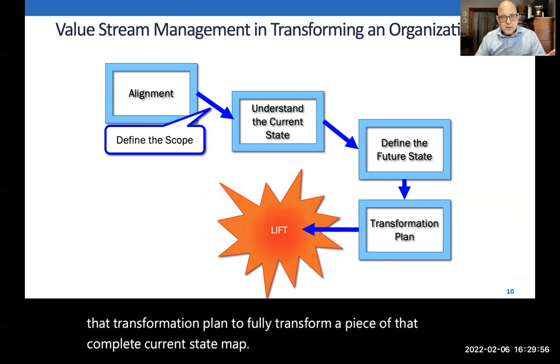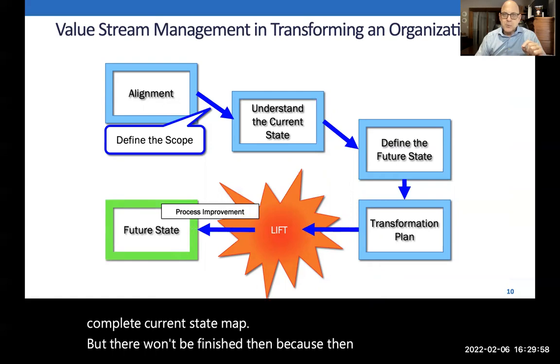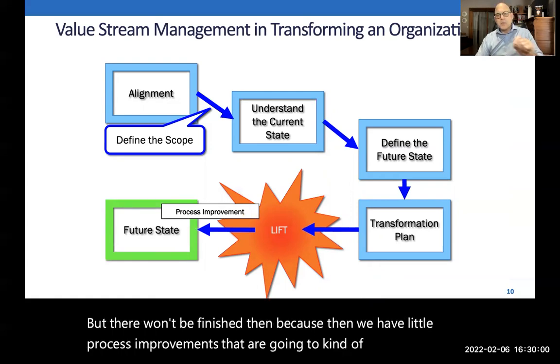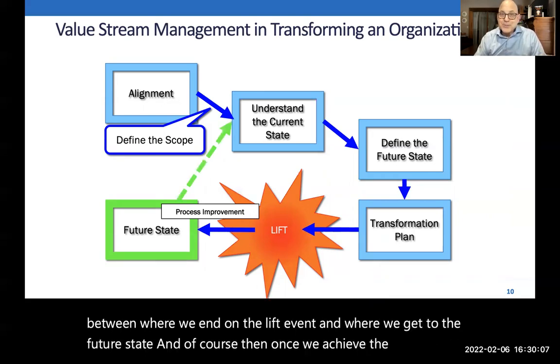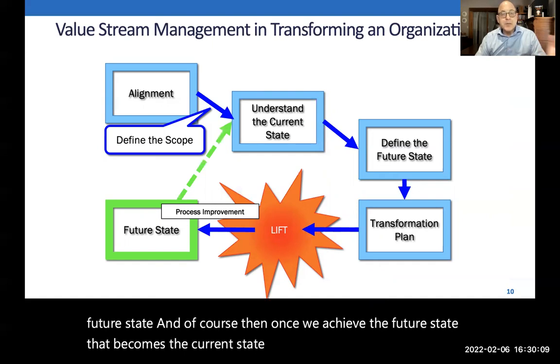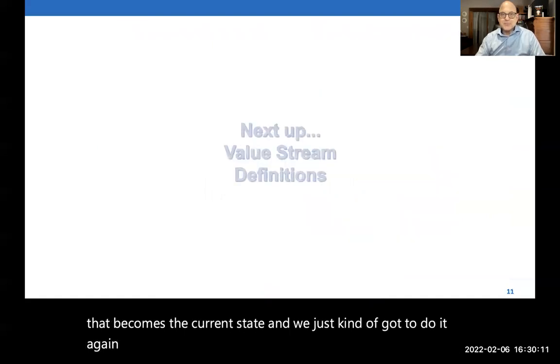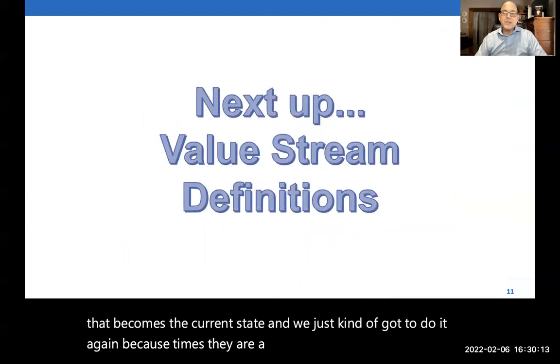But that won't be finished then, because then we have little process improvements that are going to close the gap between where we end on the LIFT event and where we get to the future state. And of course, once we achieve the future state, that becomes the current state, and we just got to do it again, because times they are a-changing. Next up, we'll talk about value stream definitions.